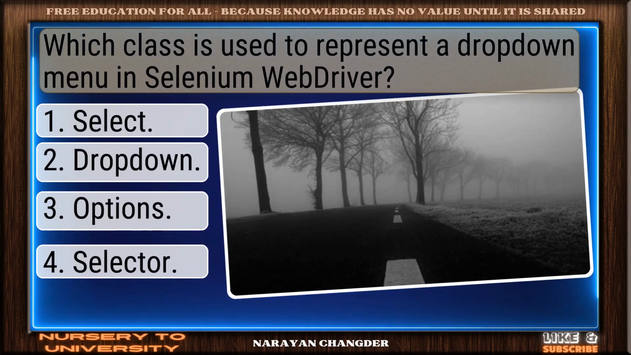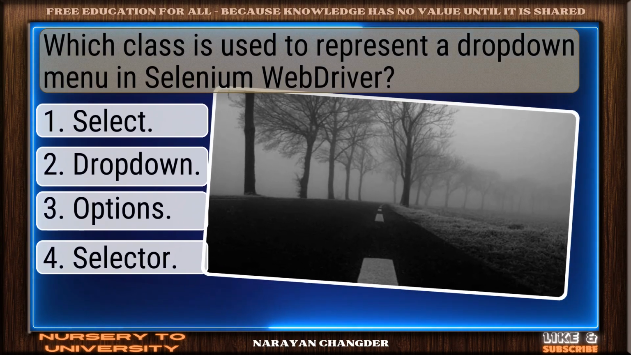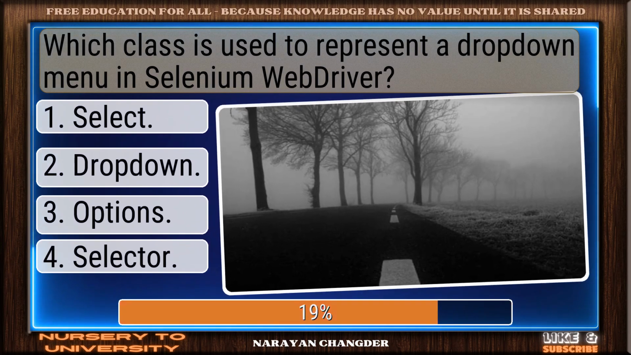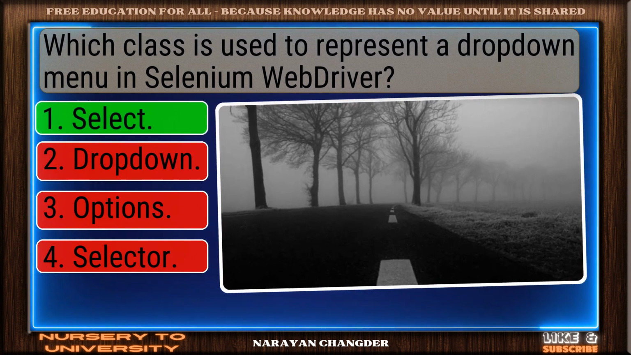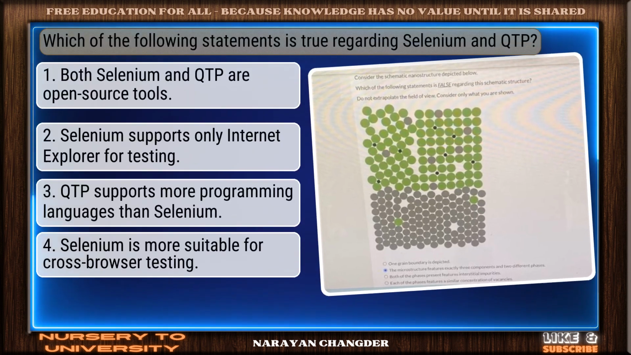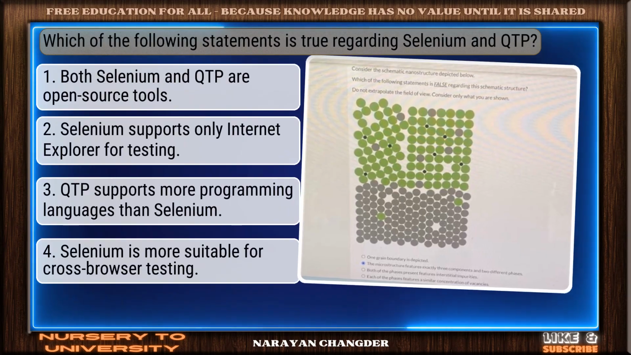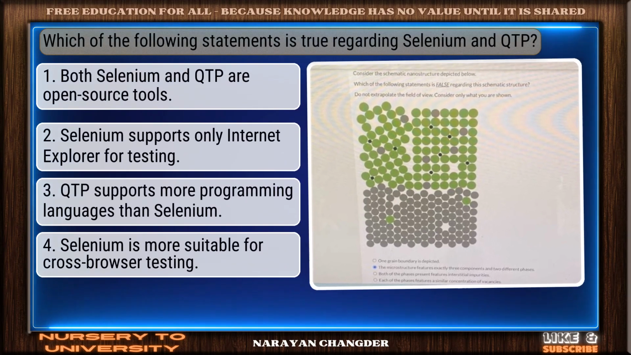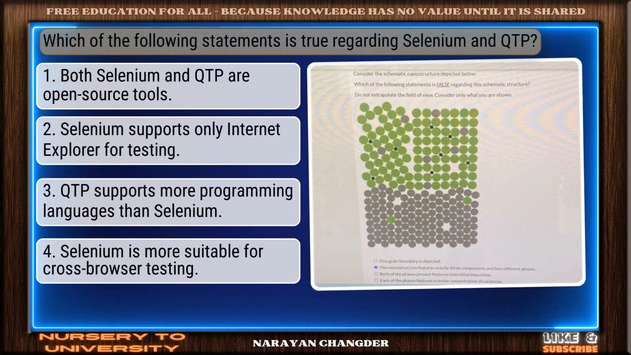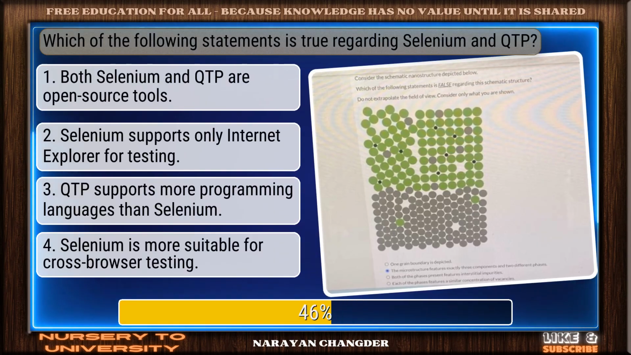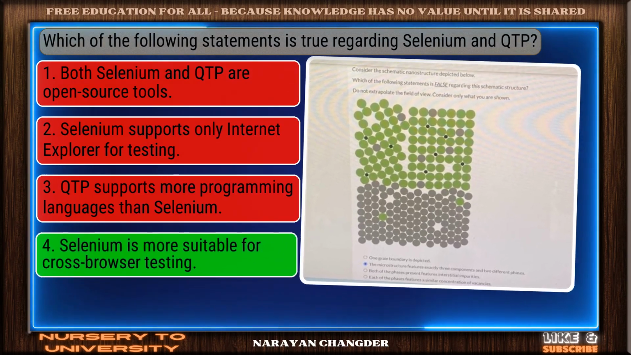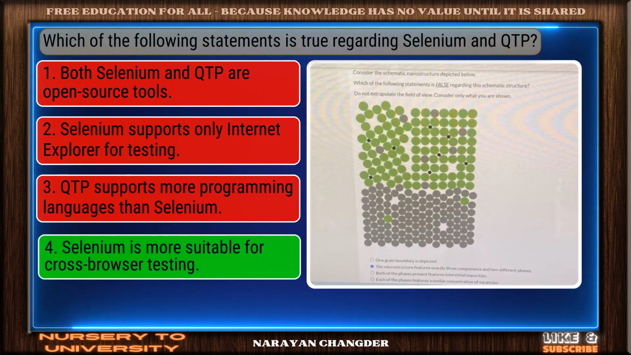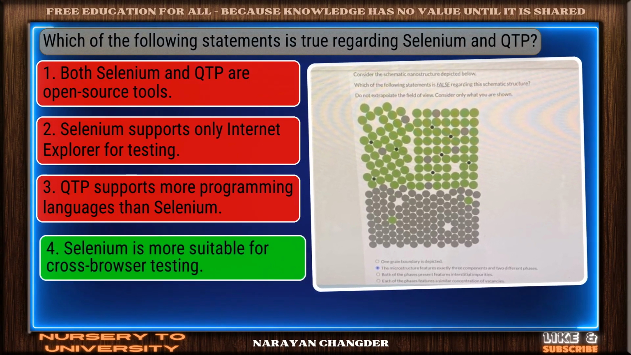Question number 13. Which class is used to represent a drop-down menu in Selenium WebDriver? Smart move. Select is an accurate answer. Question number 14. Which of the following statements is true regarding Selenium and QP? Right again. Selenium is more suitable for cross-browser testing is a valid answer.